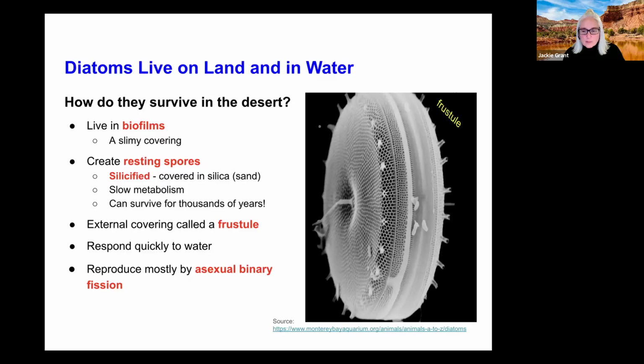They reproduce mostly by asexual binary fission, which just means they split in half all by themselves, and one diatom turns into two diatoms. There are some very special cases where there is sexual reproduction, but for the most part, they just split in half when the resources have been good enough for them to move on to the next stage and make more diatoms. Next slide.